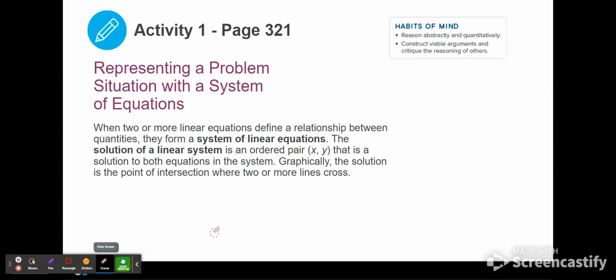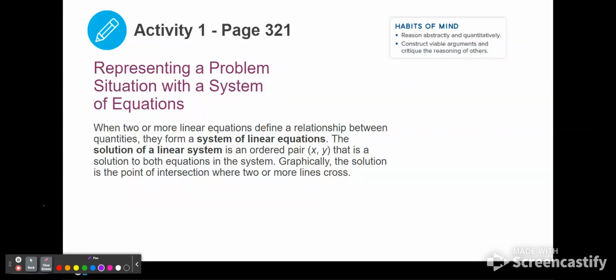Okay. Now we are moving to page 321. This is going to be our first activity. We're representing a problem situation with a system of equations. So we've talked about this before.